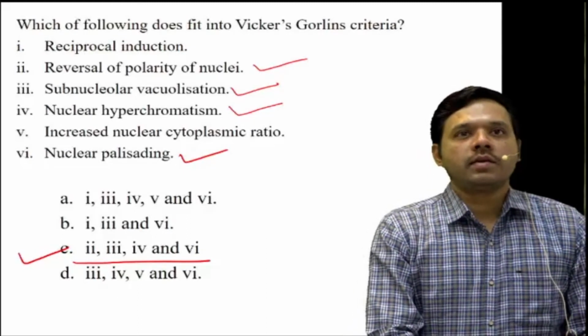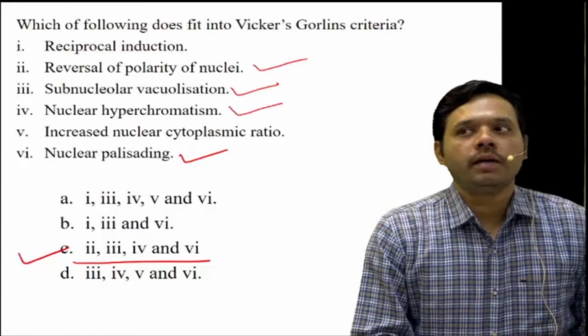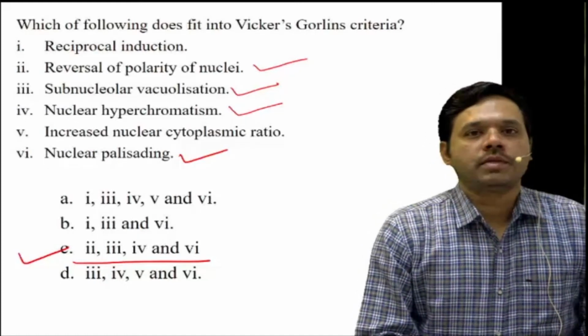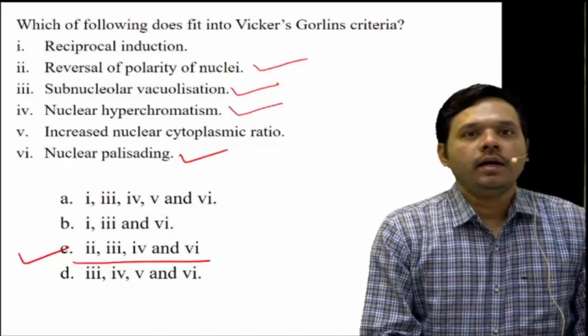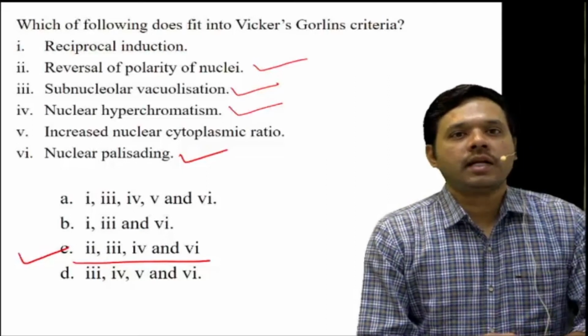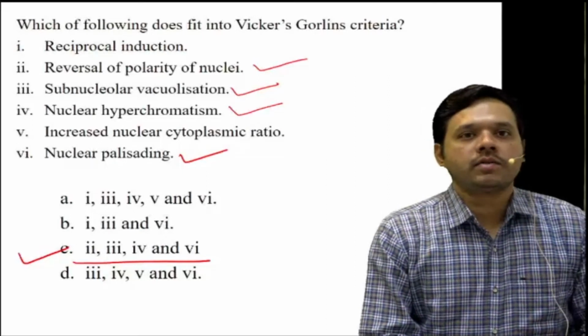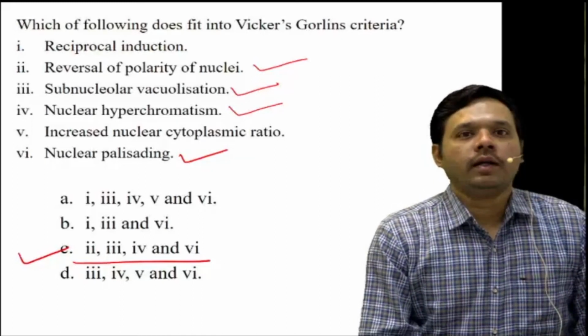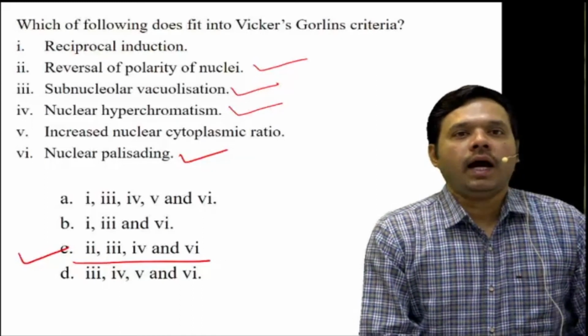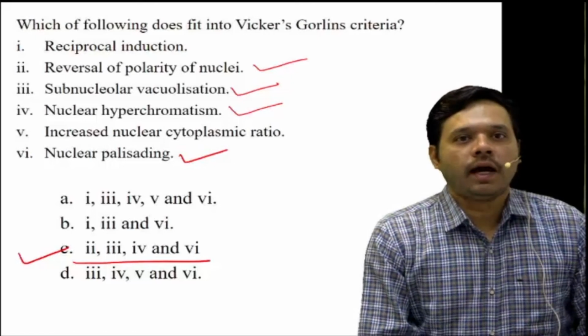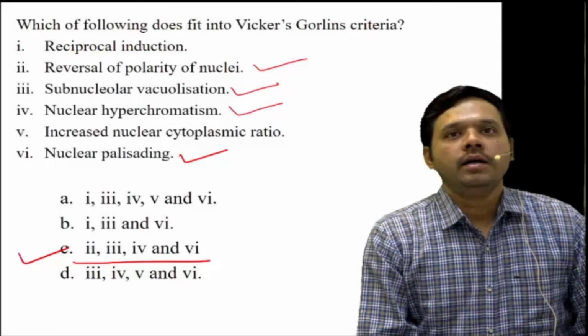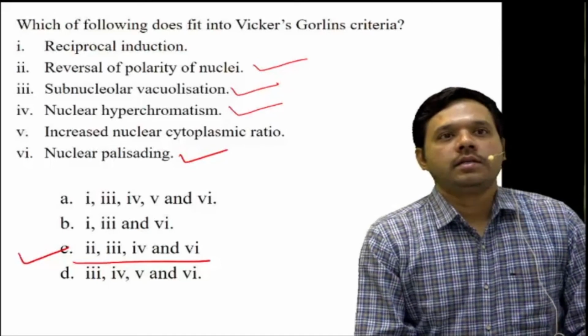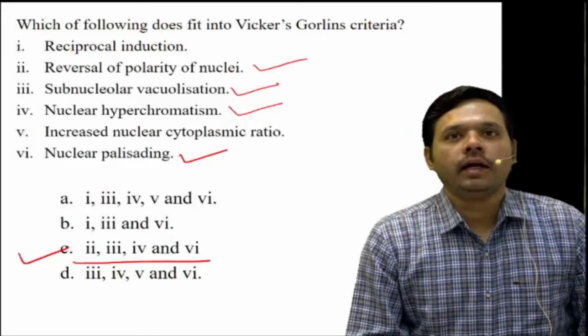This is a very favorite question, a very important MCQ in the exams. A dentigerous cyst, or any other cyst, which is transforming into ameloblastoma should satisfy the Vickers-Garlin criteria. Only then can we say that ameloblastoma has occurred secondarily in a pre-existing odontogenic cyst. That is about the Vickers-Garlin criteria. Thank you.